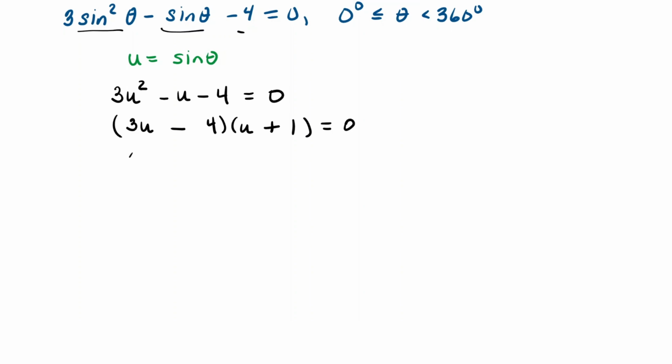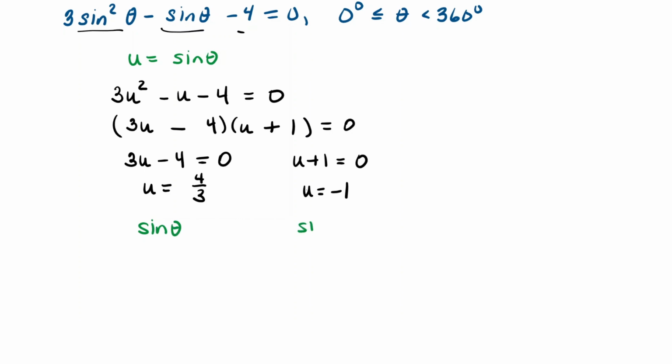That means we set each factor equal to 0. So 3u minus 4 equals 0, or u plus 1 equals 0. If I solve the first equation for u, we have u equals 4/3. For the second equation, we have u equals negative 1. Now remember, u was equal to sine of theta. So sine of theta is equal to 4/3, and sine of theta is equal to negative 1.